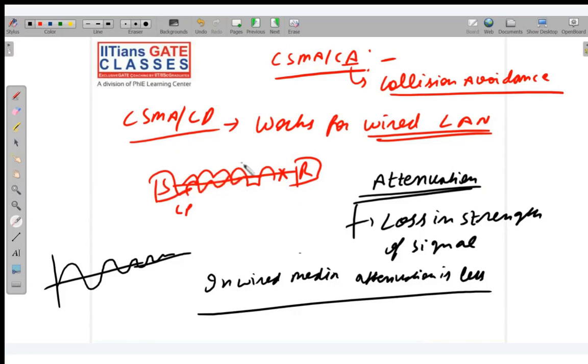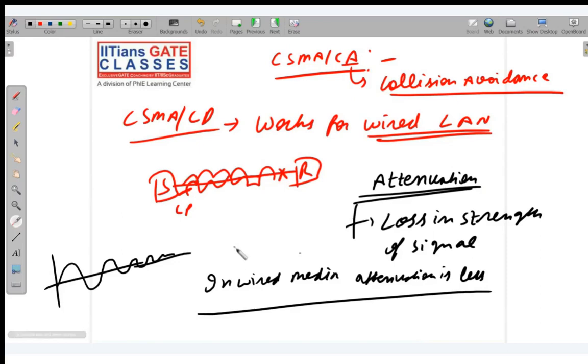But if it is wireless media, attenuation is very high. That means if you send the data in wireless media, then till it reaches the receiver, it will have only 5% of its original strength. If the sender has sent data with some x amount of strength, by the time it reaches the receiver, it will remain only 5% strength. Now even if collision occurs, how will the receiver detect it? That is next to impossible, because the receiver will not receive that signal again. So collision detection will not work in wireless media because attenuation is very high.